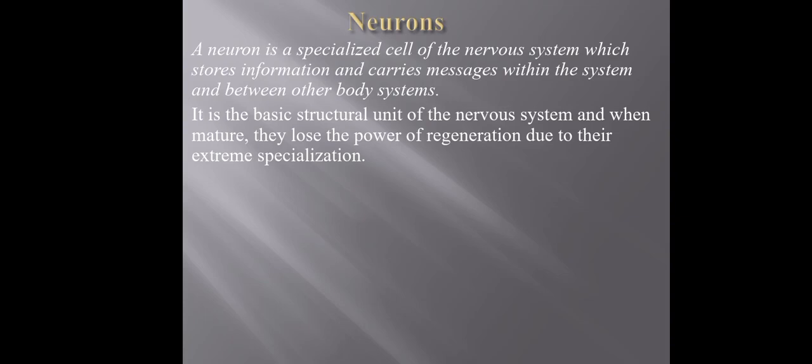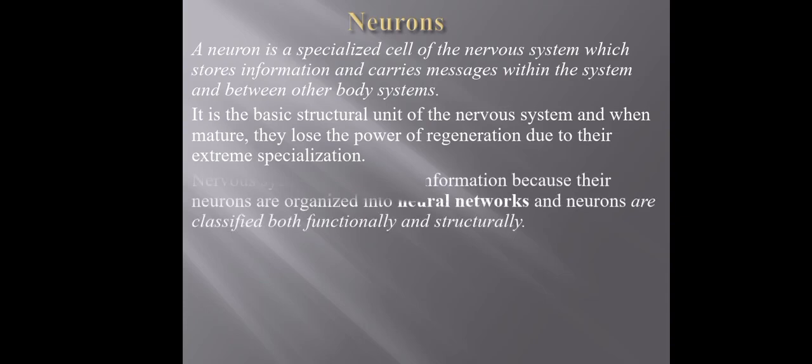And usually when a neuron matures, it loses its power of regeneration. This is due to its extreme specialization. So the basic characteristic of a cell, which is the ability to divide by cell division, is completely lost when a neuron matures. The nervous system can process information because its neurons are organized. Organization of neurons into neural networks helps in the processing of information.